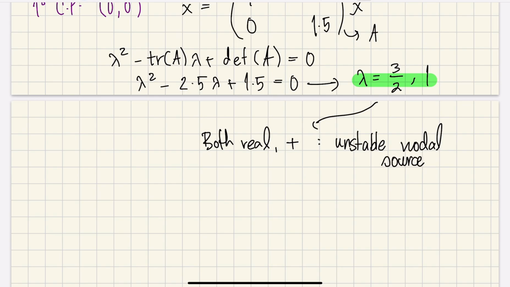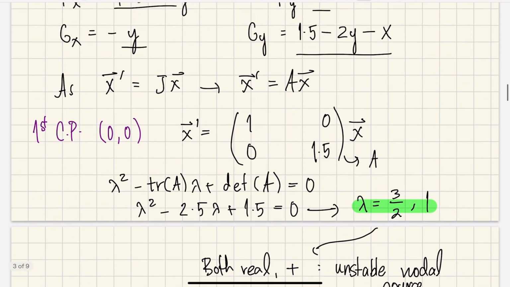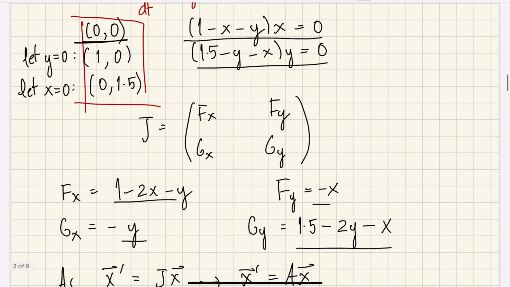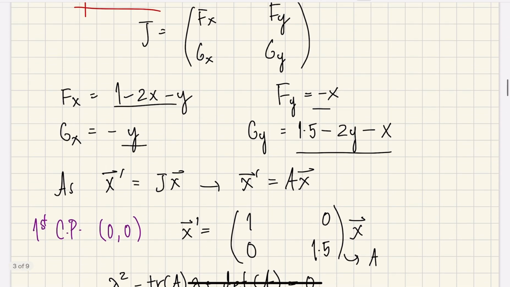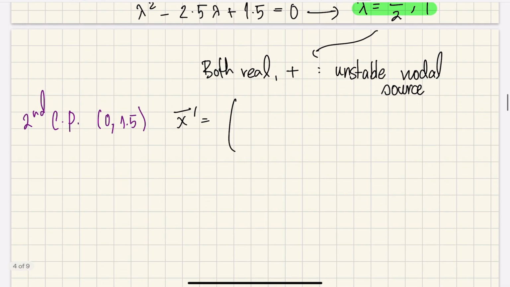So for our second critical point, we have 0 and 1.5. So our Jacobian, again, I'm going to plug in 0 and 1.5 into each of these as part of my Jacobian. And then I will get negative 0.5, 0, negative 1.5, negative 1.5.